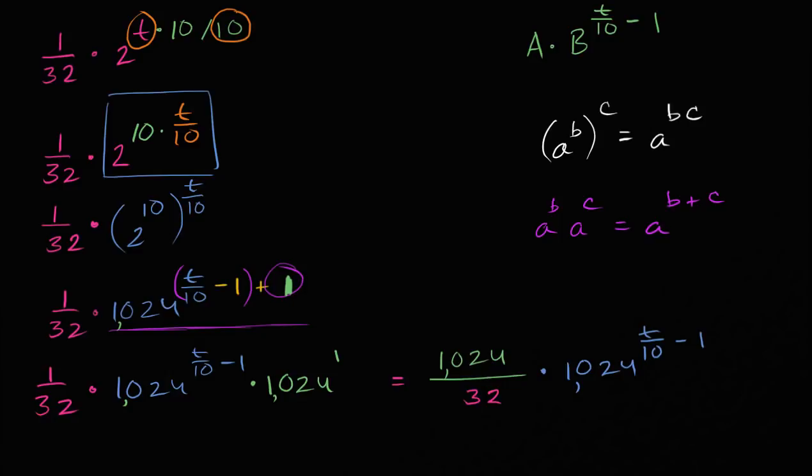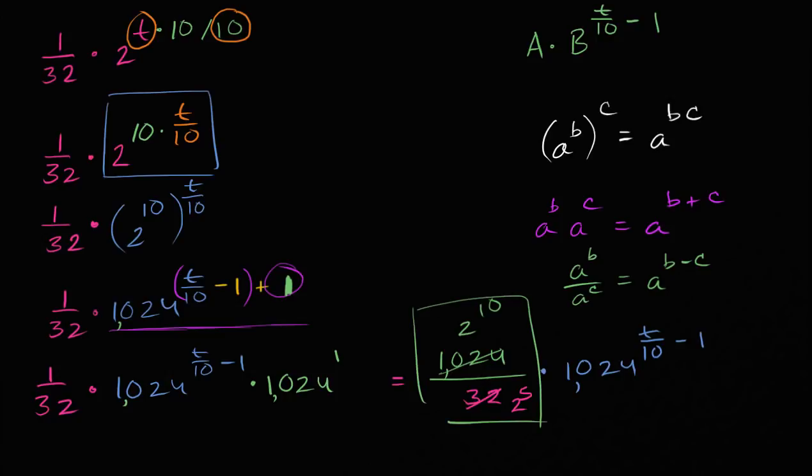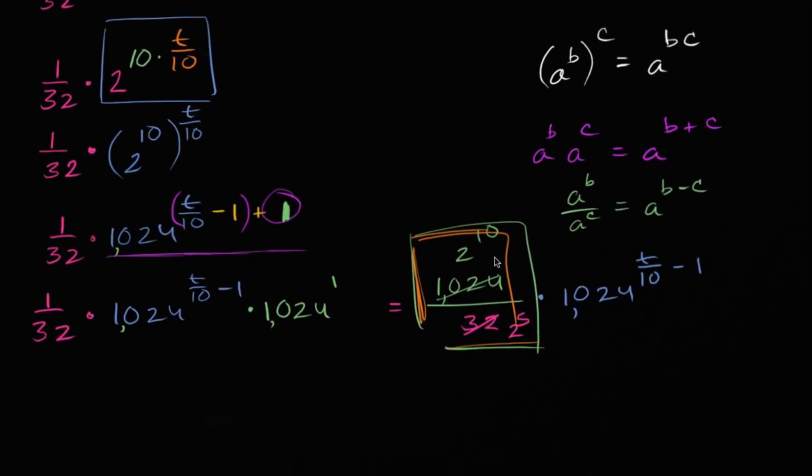And now we could just simplify this. You might recognize 1024, we already saw that was the same thing as 2 to the 10th power. 32 is the same thing as 2 to the 5th power. So 2 to the 10th divided by 2 to the 5th, actually this is another exponent property at play here, although you could just divide the numbers. If you have a to the b over a to the c, this is going to be equal to a to the b minus c. So this is going to be 2 to the 10 minus 5, or this whole thing right over here is just going to be 2 to the 5th power, or 32.